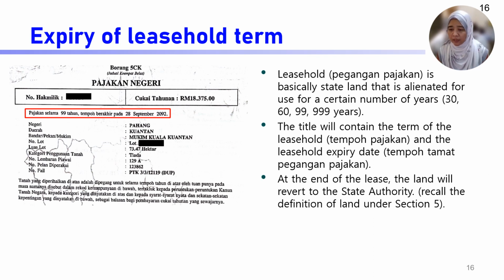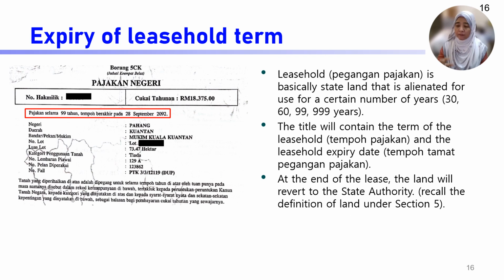And at the end of the lease, this is very important, the land will revert to the state authority. Tanah itu akan dikembalikan kepada pihak berkuasa negeri and go back to the definition of land under Section 5. Bukan ke land tu termasuk the component number 3, element number 3. Anything attached to the land kan. So termasuklah building. So during the leasehold period, if the owner has improved the land by building a building, ada fence ke, semua attachments itu now is considered as land.